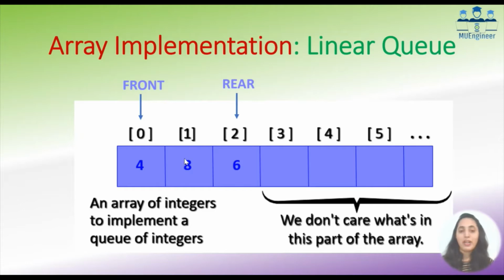So let's say this is an array representation. If I want to create a linear queue, that means a very basic, very simple type of queue, and I want to represent it with an array, how do I go ahead with that? You see, this is one array which I declare.